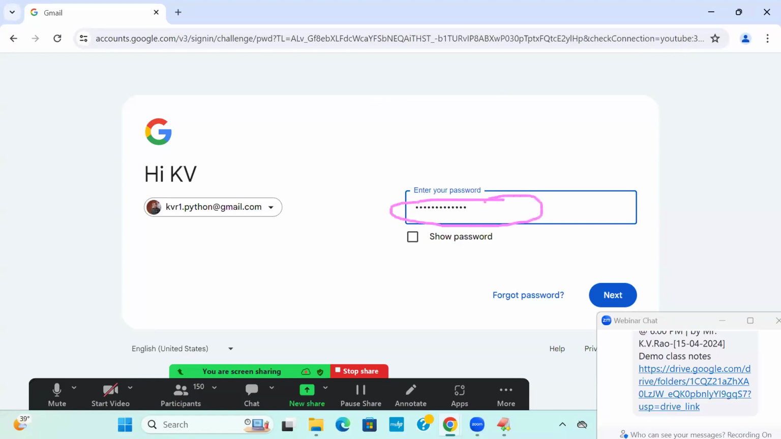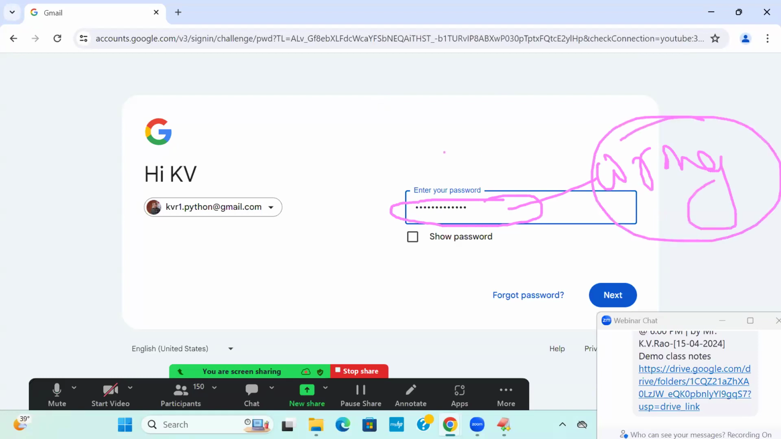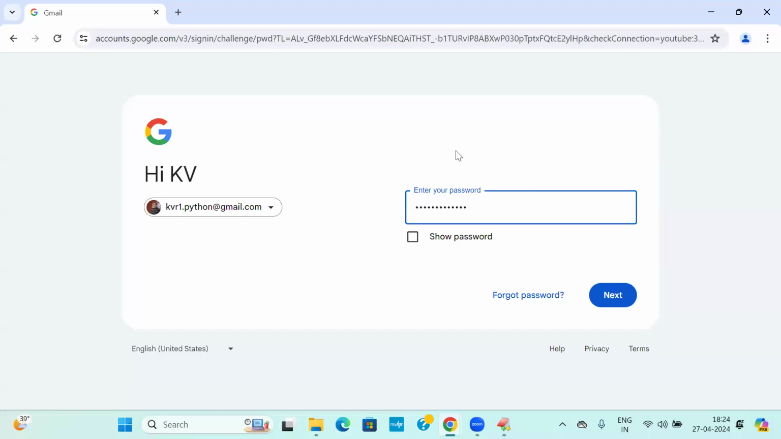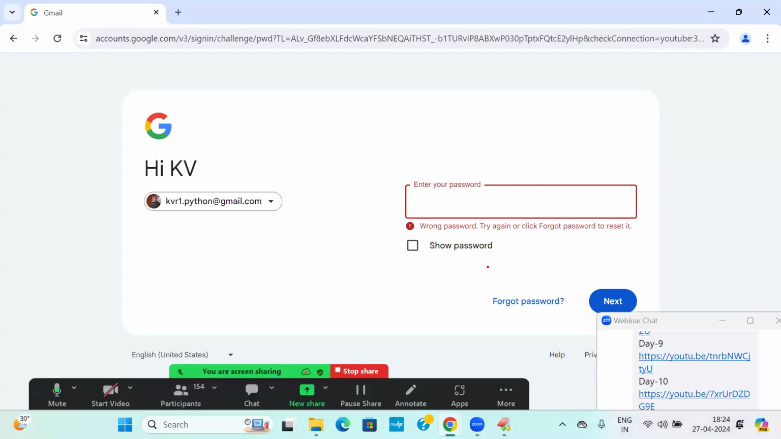Now I'm entering something wrong. The moment I enter something wrong, as an end user, as an application user, you get one message which is understandable to the end users. What message is coming? Wrong password or wrong username, try again, or something like that. So remember this, students: wrong password, try again, and click here to forget or reset, or something is coming. This message is a very important thing to consider here.